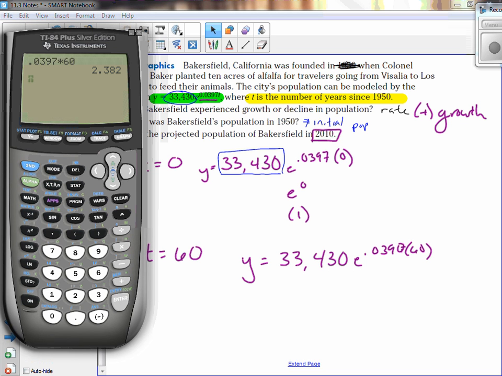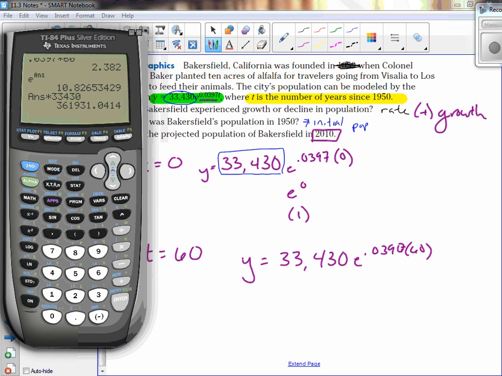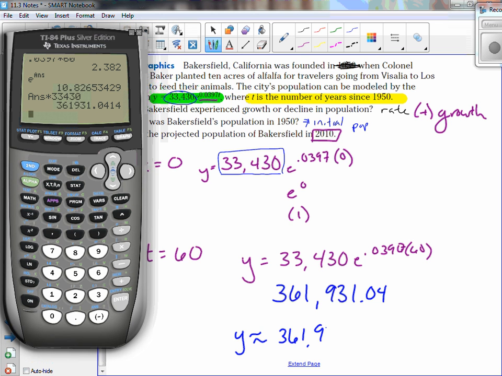Now, the e button is in 2 places. It's above the division symbol, and it's also above the natural log button. And I need to multiply that by the initial population. And we get 361,931. Now, we don't want to really put the 0.04 because we're talking about people, so you can round it up or down, but you can't have 0.04 of a person. That gets kind of difficult.